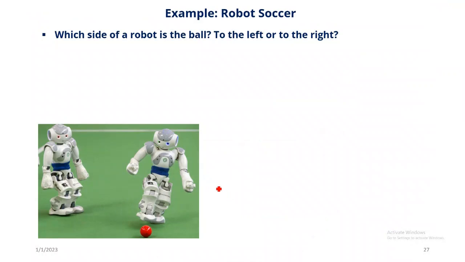We have an example of a robot soccer problem, an elementary problem. The question is, which side of a robot is the ball? There are two robots standing before a ball right there. For each of the robots, on which side is the ball? Is it to the left or to the right?